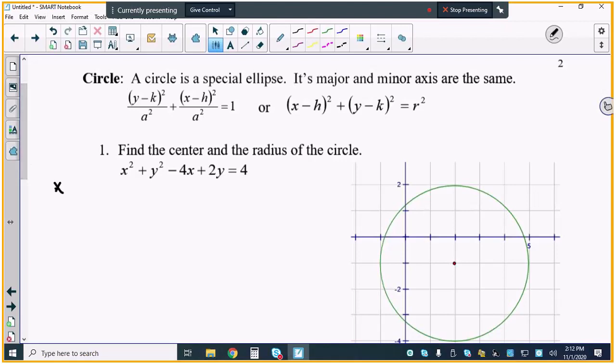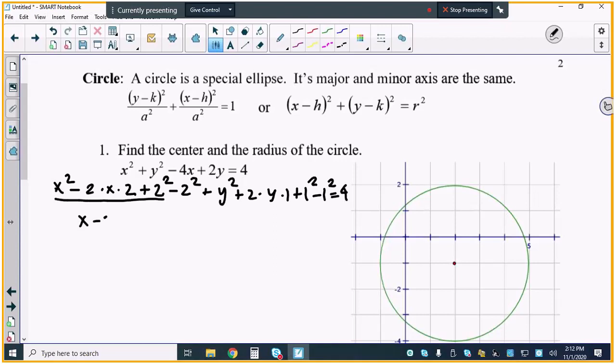So x squared minus 4x, you write it as 2 times x times 2 to make it minus 4. So I need 2 squared and I have to subtract 2 squared. Then I look at y and I write it as y squared plus 2 times y. This time I only need times 1. So I need 1 squared, subtract 1 squared, is equal to 4. First 3 terms is (x minus 2) squared minus 4, plus (y plus 1) squared, that's these 3 terms, minus 1 equal to 4.